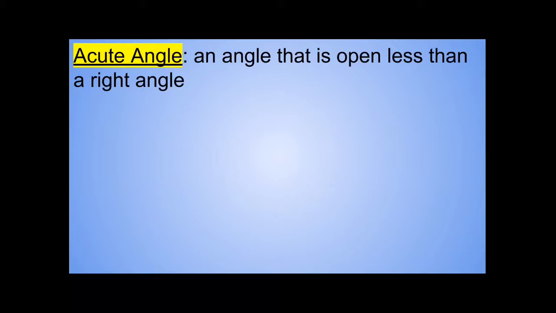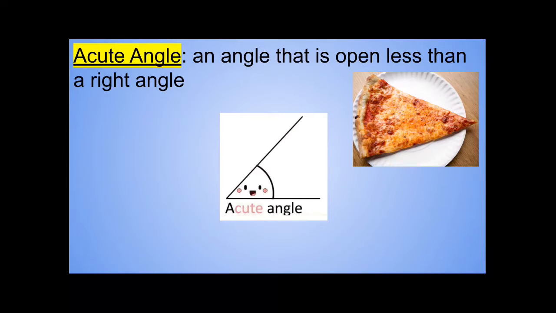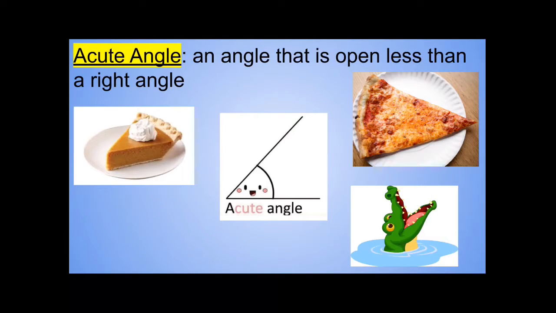Our second type of angle is an acute angle. An acute angle is an angle that is open less than a right angle. So an acute angle will look something like this. You have probably seen acute angles in your life as well, such as on a slice of pizza or pie, or the mouth of an alligator about to chomp.